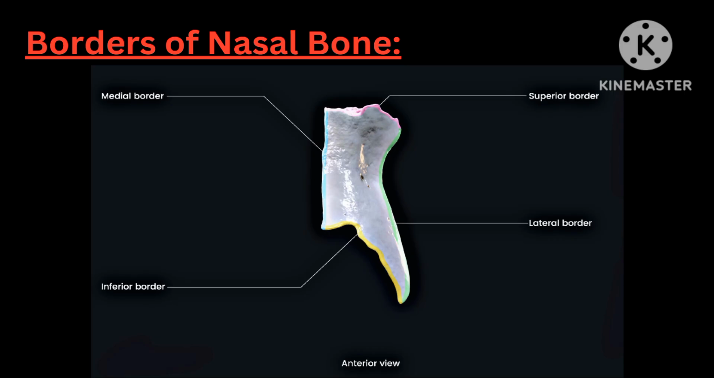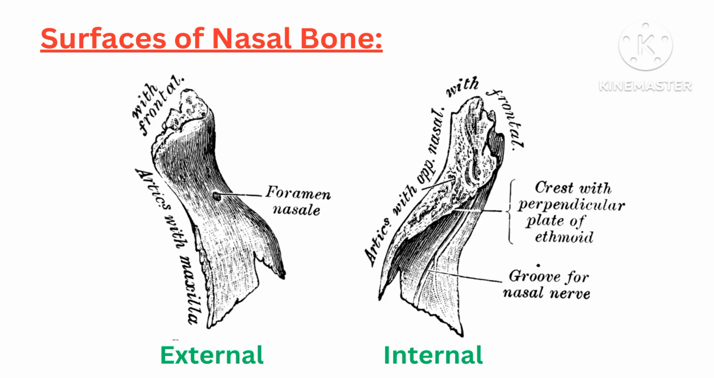Superior border. Articulates with the frontal bone at the frontonasal suture. Inferior border. Connected to the lateral nasal cartilage, contributing to the flexibility of the nasal structure. Lateral border. Articulates with the maxilla, forming part of the nasal aperture. Medial border. Fuses with the opposite nasal bone at the internasal suture, forming the midline of the nasal bridge.